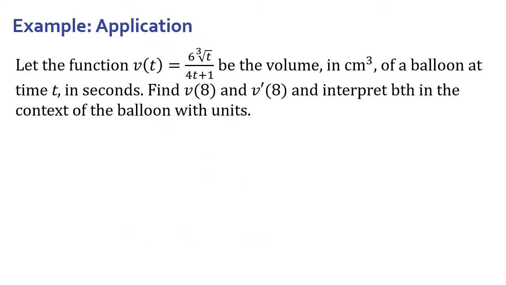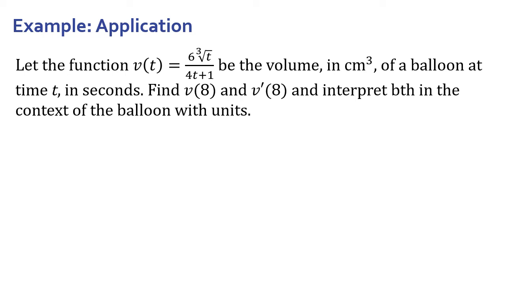Let's look at an example of an application where we have to use the quotient rule. Let the function v of t equal 6 times the cube root of t all over the quantity 4t plus 1 be the volume in centimeters cubed of a balloon at time t in seconds. Find v of 8 and v prime of 8 and interpret both in the context of the balloon with units.